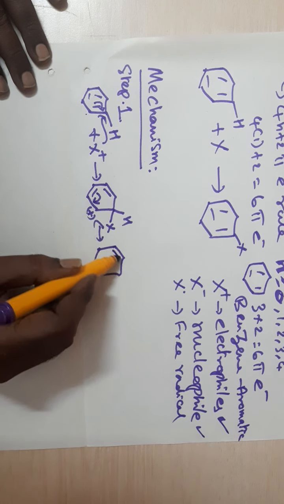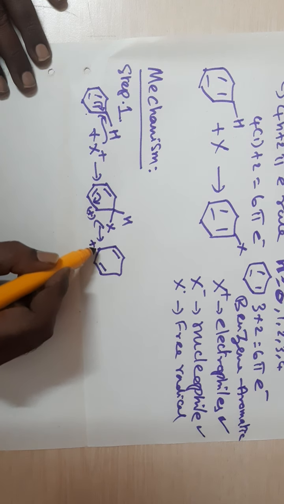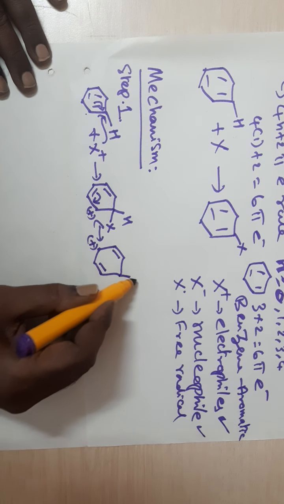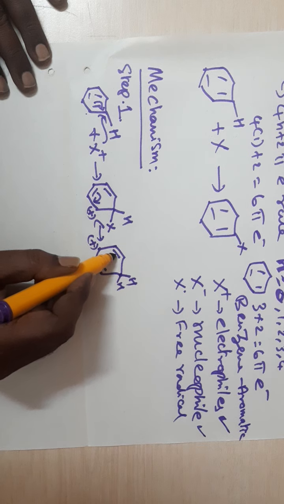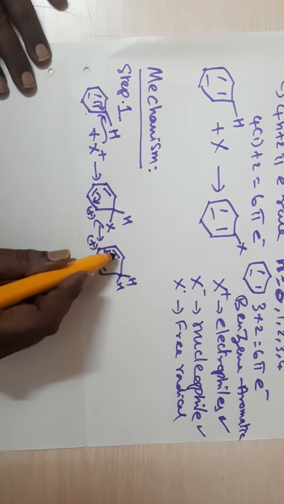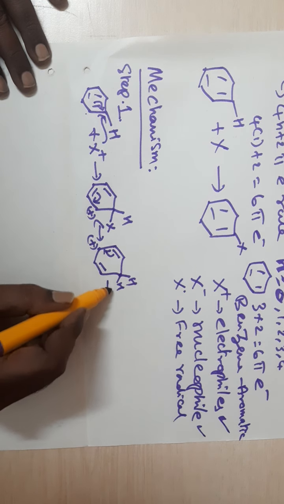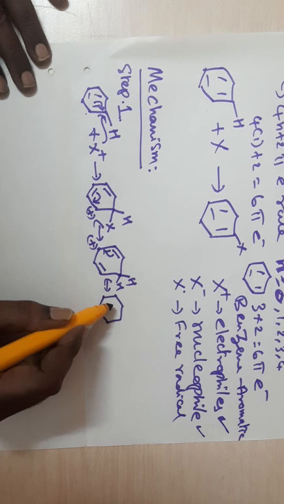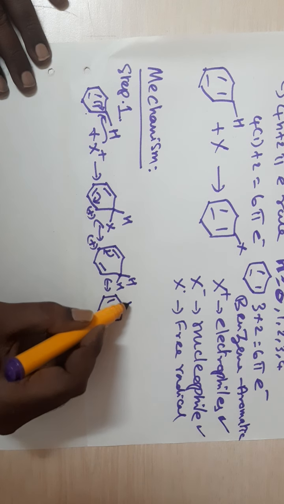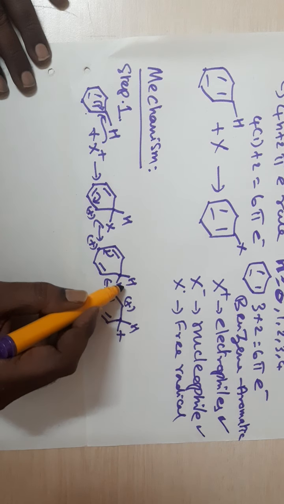I draw the first resonance stabilized structure. Because of the delocalization, the positive charge comes to this carbon. Again, you can draw one more resonance structure. This pi bond can be shifted. As a result, you get one more resonance structure. In this structure, you have a positive charge on this carbon, hydrogen and X. This is your X.